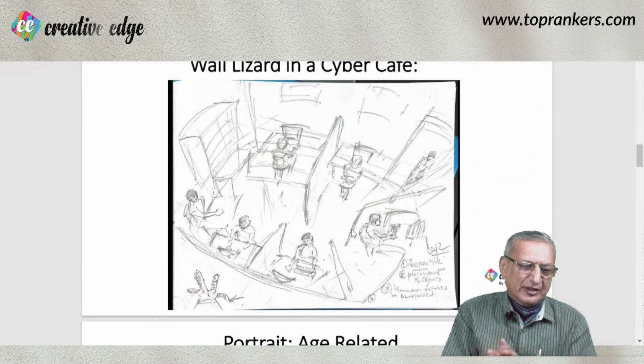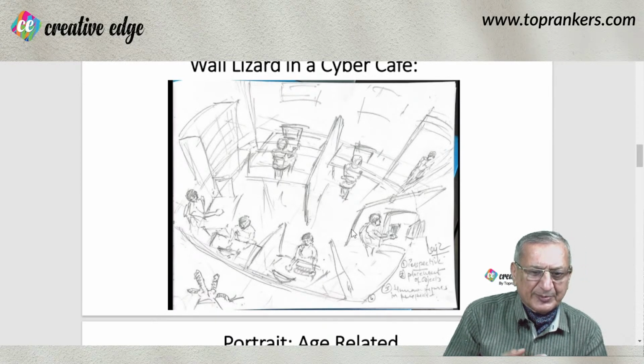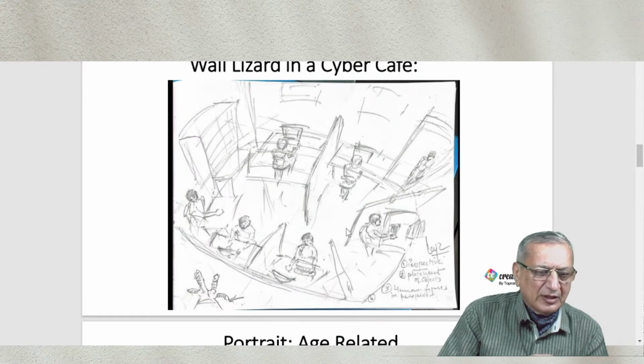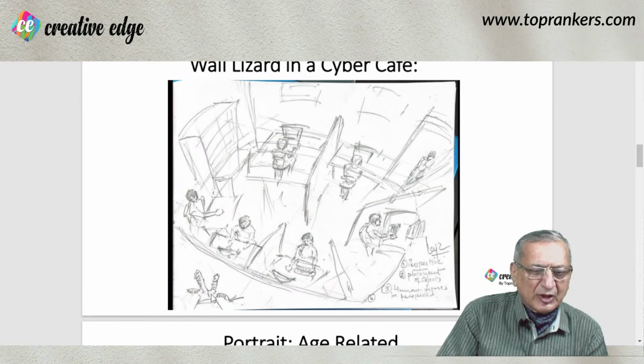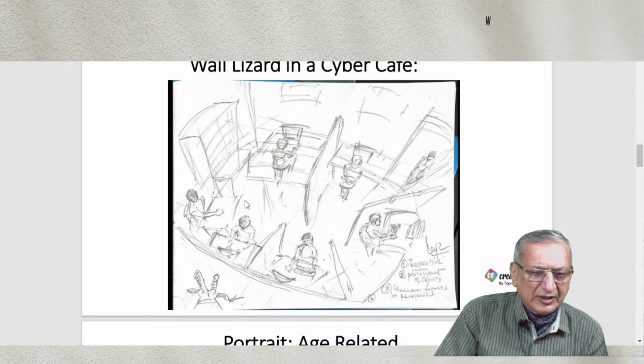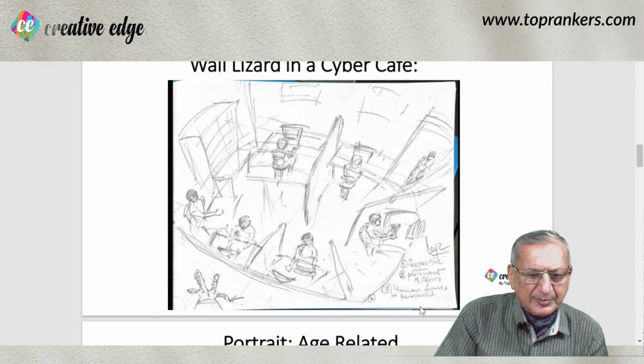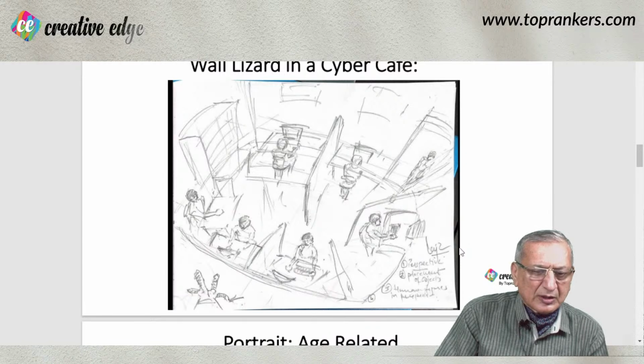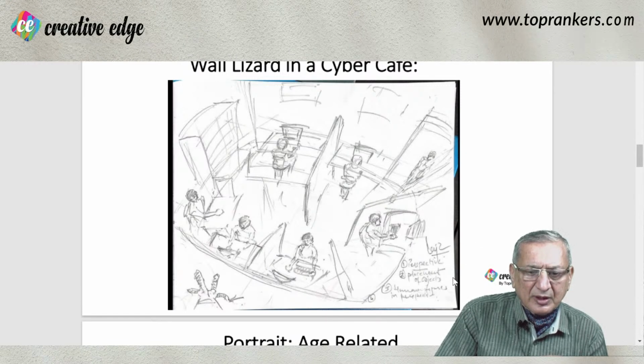Another 5-point perspective I have selected for today: a wall lizard in a cyber cafe. A very rough sketch that I have done, but it gives you a clear idea. The nadir for this wall lizard, whose phalanges are seen here, is somewhere around here. So in the 5-point perspective, all the lines are vanishing towards one point, including the lines here. What you have to really take care of is perspective, placement of objects, and human figure in perspective. Again, this is a view from a wall lizard's eye, which means it has to go into 5-point in any case.